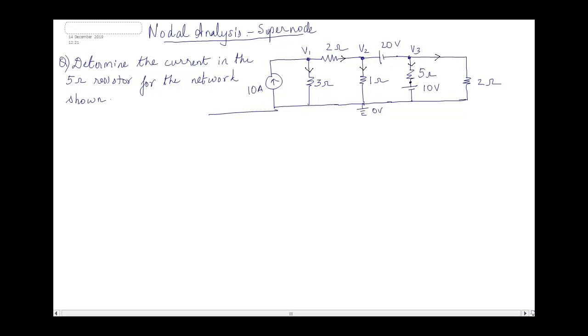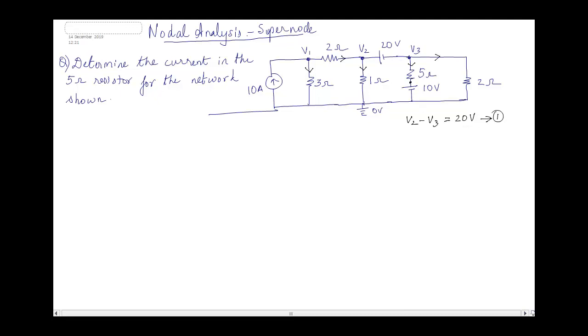Now as you can see, between node 2 and 3, you are not having any current direction because there is no resistance here. It's a voltage source. Because of this voltage source, we cannot say V2 is having plus 20 and V3 is having some other volt. All we can say is V2 minus V3 is going to be equal to 20 volt. And that is going to be our first equation.